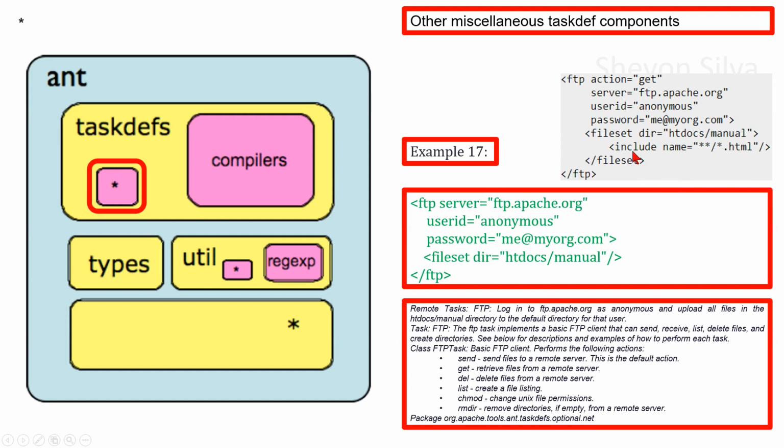Here log into ftp.apache.org as anonymous and recursively download all .html files from the default directory for that user into the htdocs/manual directory on the local machine.